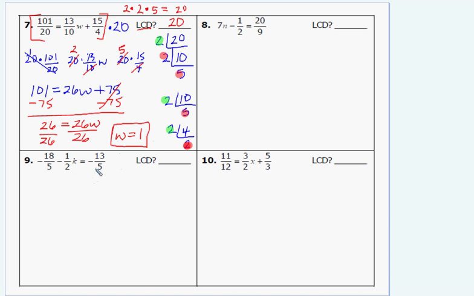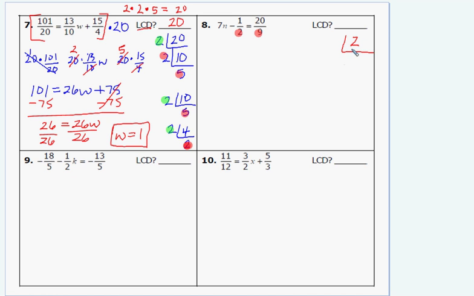Let's take a look at our next one, number 8. Again, see here, we don't have a denominator underneath this whole number, which is actually a benefit to us. Less numbers that I have to focus on for the LCD. So we're going to take a look at 2 and 9, and we're going to use these numbers to help us come up with the LCD.